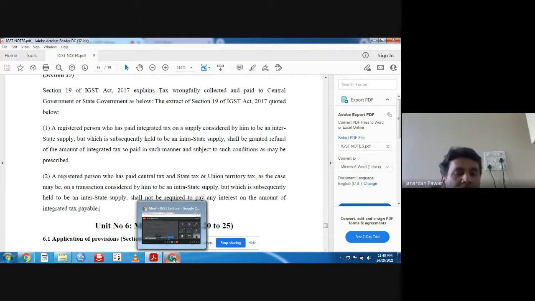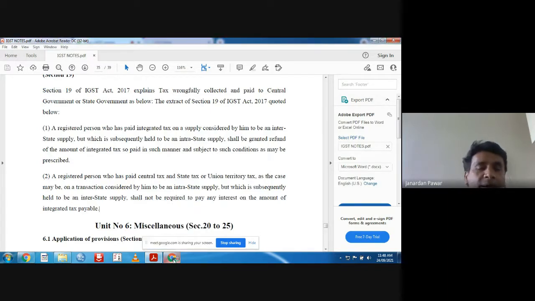If we go for intrastate, two taxes are applicable, for example, central GST and SGST. If that particular state is not a state, if it is a union territory, then UTGST is applicable. So if it is paid, there is no need to pay interest on that tax paid to the government. Actually, here IGST is applicable, but wrongfully they have paid central tax, state tax, and union territory tax. So in that case, whatever amount of tax they have paid, there is no need to pay interest on those amounts.